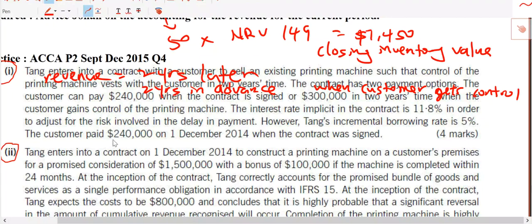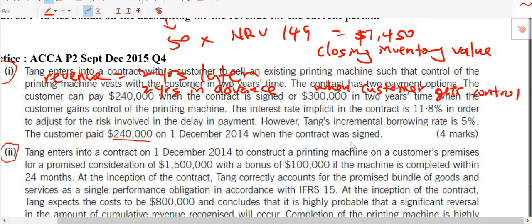Now, the customer decided to pay in advance $240,000 when the contract was signed. When the timing is unusual, for example, we allow the customer to pay 2 years later, or like in this case, we ask the customer to pay 2 years in advance, we believe that there is a significant financing component involved here. If there's a significant financing component, we need to calculate the interest.